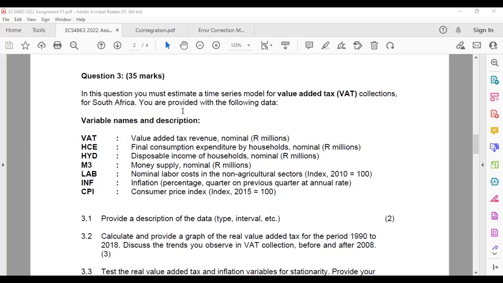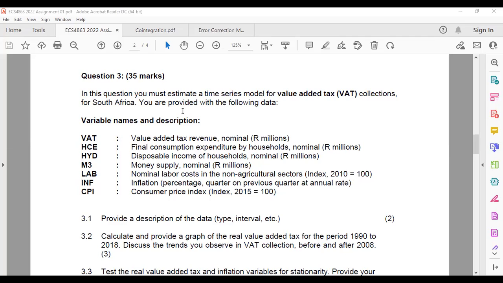Now I'm reading question 3. We need to push here. In this question, you must estimate a time series model for value added, which is VAT collections for South Africa. So our dependent variable is VAT collections, right?